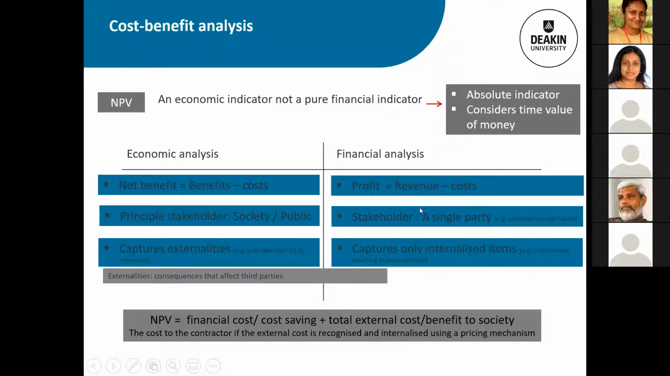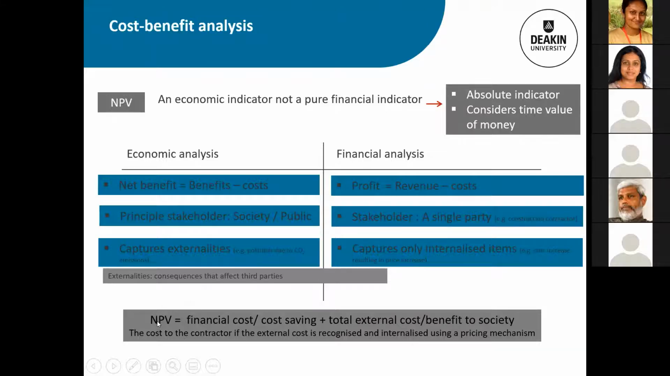In financial analysis, we have a number calculated associated with a single party. So it could be the profit for the construction contractor. But in economic analysis, we analyze it based on benefit to society. So the principal stakeholder is society or the public. Financial analysis only captures what we call internalized items, which means items which already have a price. Whereas economic analysis captures what we call externalities, things like pollution, carbon dioxide emissions, degradation of soil quality. If you can assign economic value to it, we can capture that through an economic analysis.